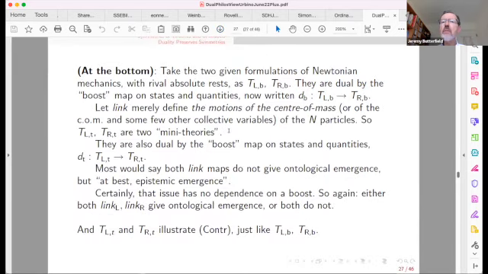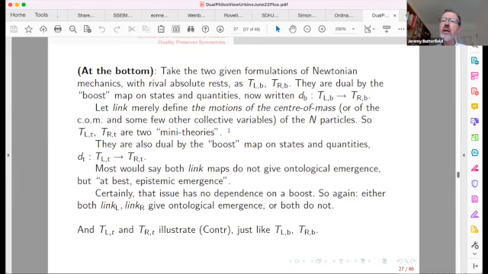We can play the same game, putting Newtonian mechanics at the bottom. So our example we're now familiar with from half an hour ago, right, left and right, two Newtonian point particle theories, rival absolute rests, dual by a boost map. They're now the bottom theory.